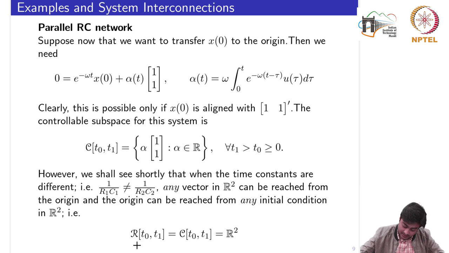Okay, so that is to say that R(t0, t1) is equal to C(t0, t1), which is the entire two-dimensional space. So this you can verify by yourself: if you have a parallel network and the time constants of that parallel network are the same, then the system is not completely reachable or controllable. But if the parameters are not equal, then it is completely controllable.